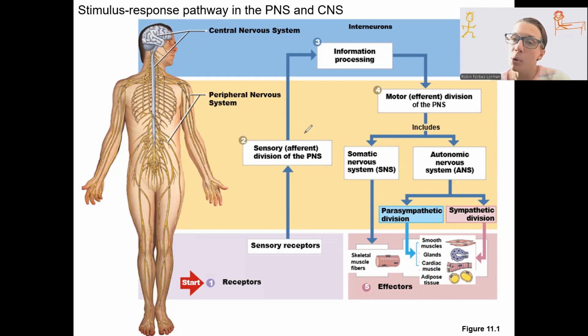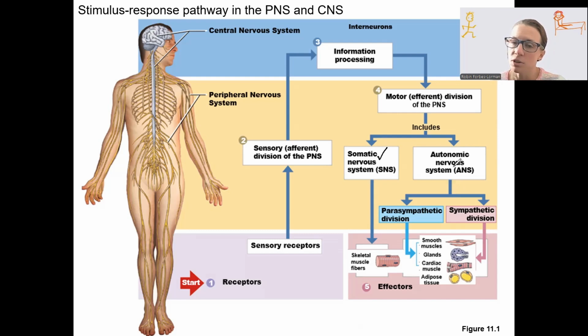For motor divisions, we have talked quite a bit about the somatic nervous system, both at the detail of what's happening at a skeletal muscle and the control of that in the central nervous system with the upper motor neurons involved in that.